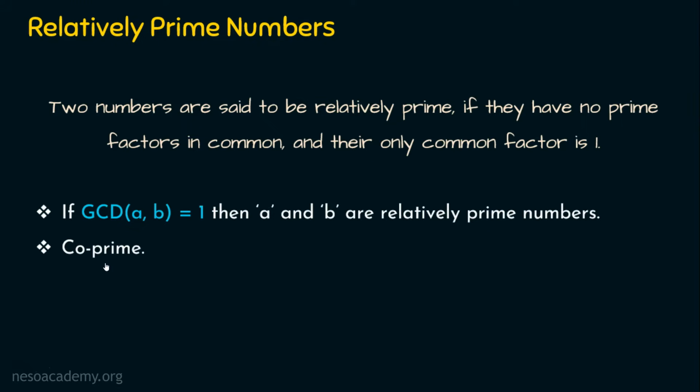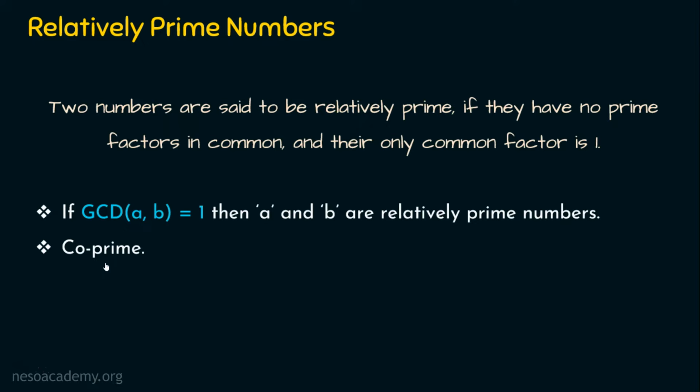Before we see the examples, just have this in mind. Two numbers are said to be relatively prime to each other or co-prime to each other if they don't have any common factor except 1. In other words, if the GCD or HCF of those two numbers is 1, then these two numbers are said to be relatively prime numbers. Let's see some examples, then you will understand things clearly.